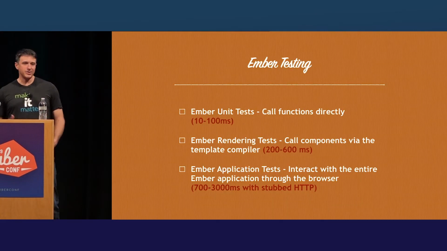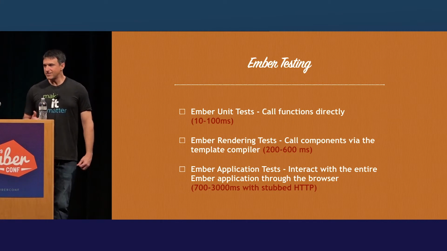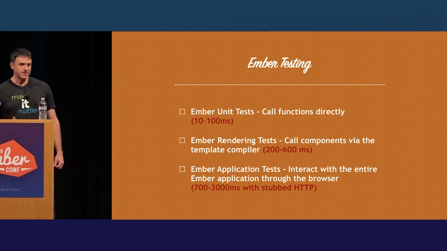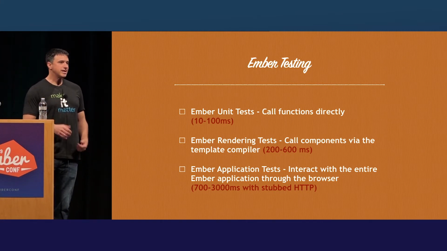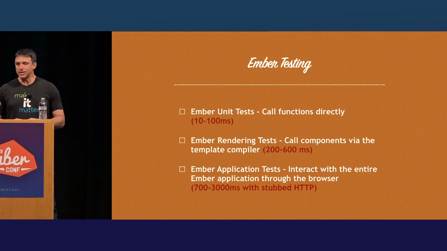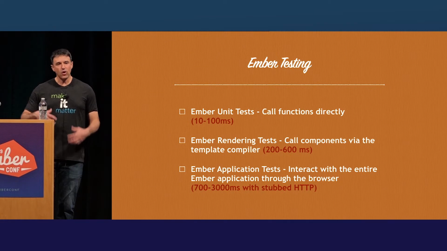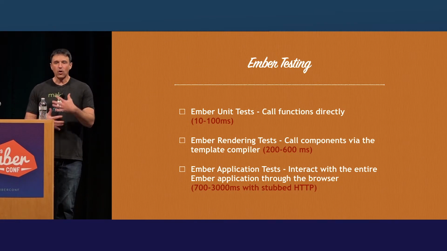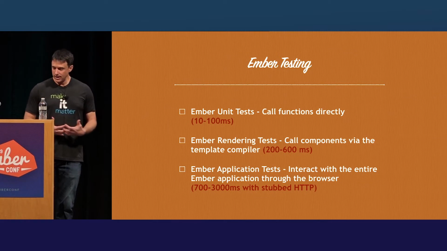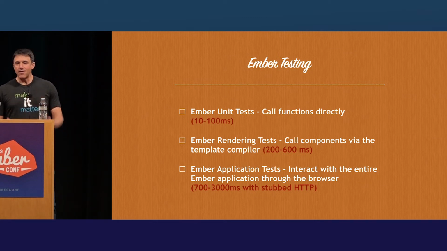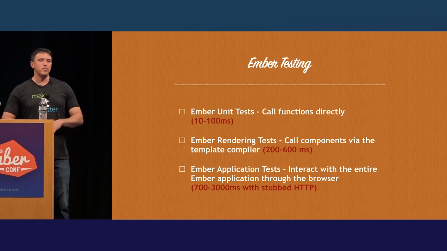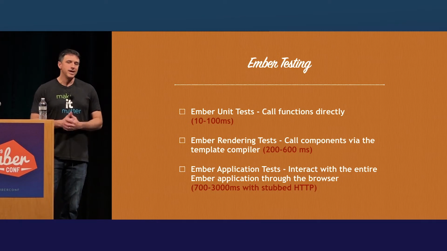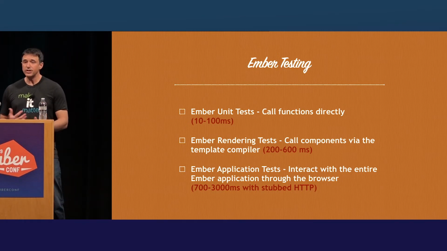So if we take this back to Ember testing, the 3 types of tests that Ember provides are unit tests, which are the fastest. They call directly into the code, the object that you're trying to test. You have Ember rendering tests, which are still very fast, but they incorporate the template compiler and the rendering engine to give you a good holistic test of a component in isolation. And then you finally have application tests, which are actually booting up the entire Ember environment and interacting with it through a browser like a user would.